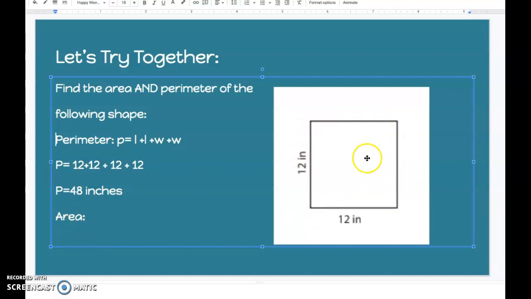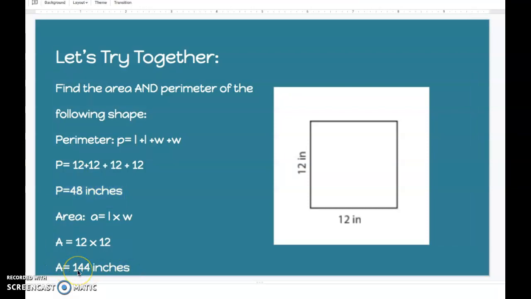Now I need to find the area. How much space is inside this square? I know that the formula for finding area is to multiply the length times the width. For this equation, I need to multiply 12 times 12. And when I did that, I got 144 inches. So my perimeter is 48 inches, and my area is 144 inches.